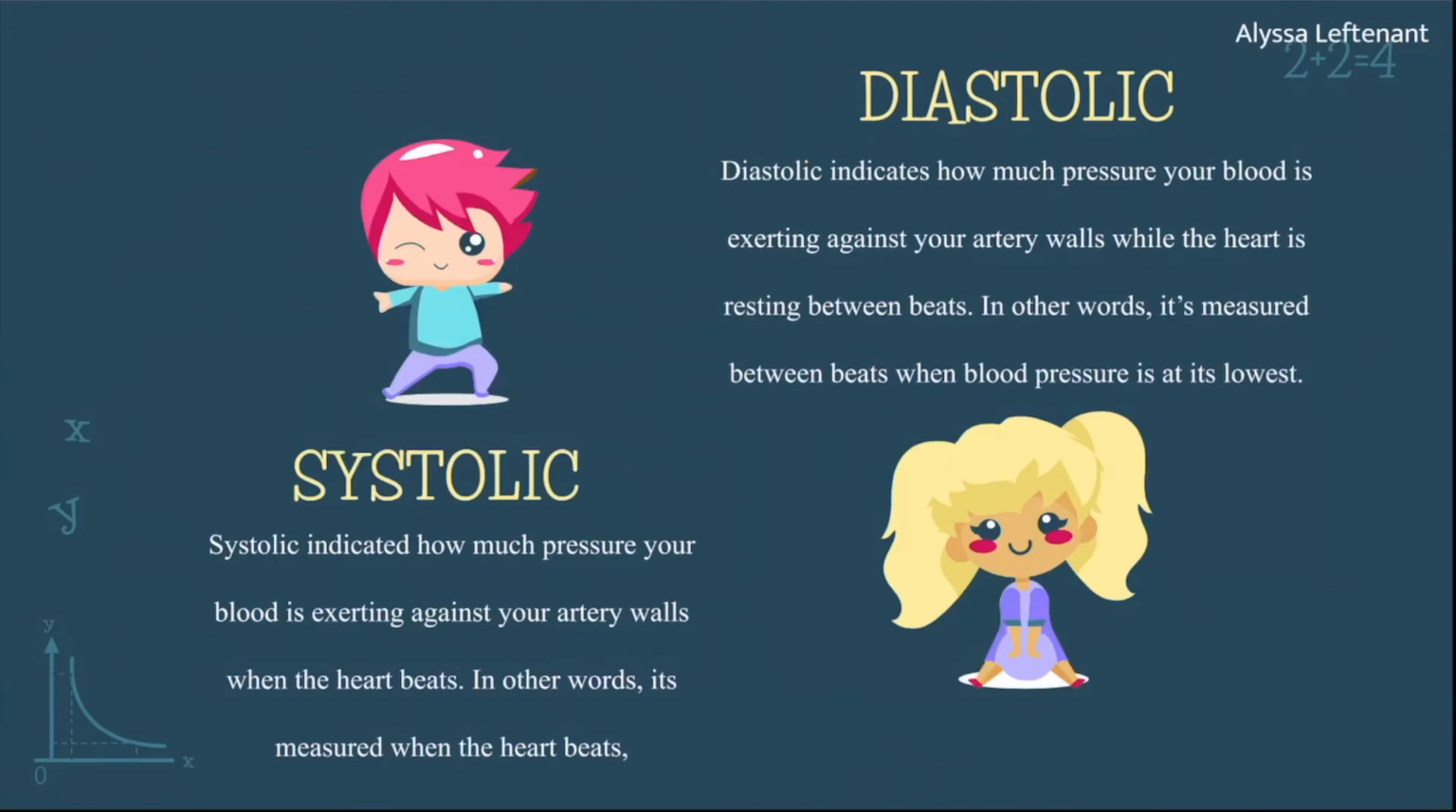Systolic indicates how much pressure your blood is exerting against your artery walls when the heart beats. In other words, it is measured when the heart beats. Diastolic indicates how much pressure your blood is exerting against your artery walls while the heart is resting between beats. In other words, it's measured between beats when the blood pressure is at its lowest.